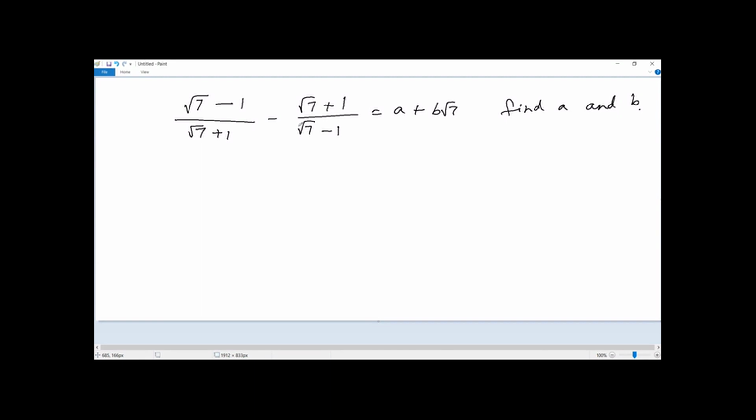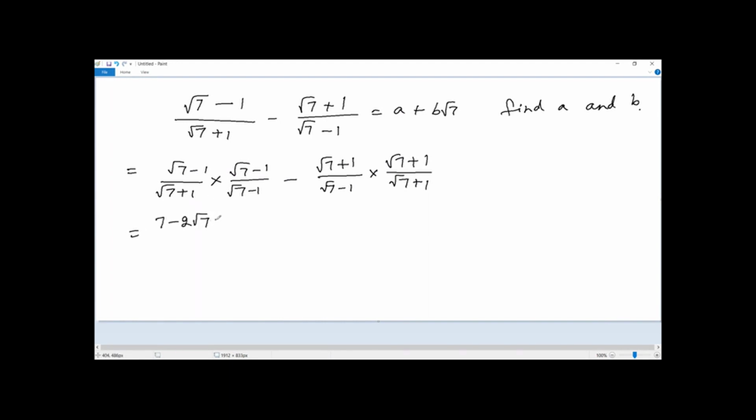Yes, ma'am. A equal to minus 1 and B equal to 4 upon 6 root 7. Okay, root 7 minus 1 by root 7 plus 1. You have to rationalize the denominator. So root 7 minus 1 into root 7 minus 1 over root 7 plus 1 into root 7 minus 1. So this is a minus b whole square, 7 minus 2 root 7 plus 1, by a plus b into a minus b.